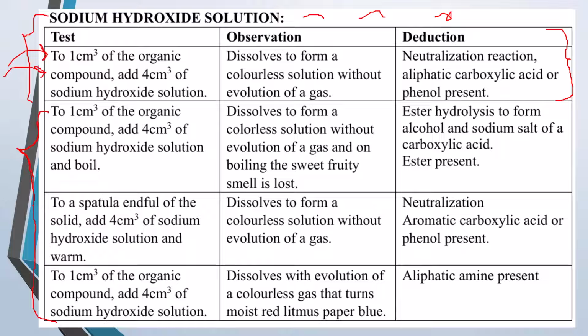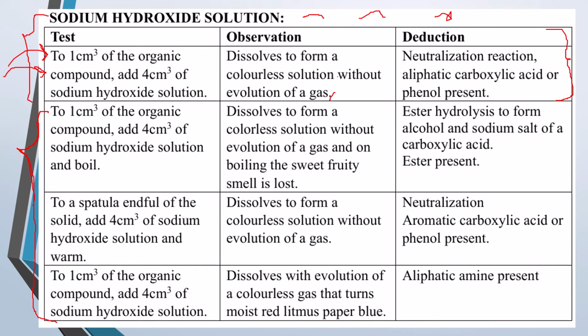So for the first test, we are going to tell you to get your substance and add 4 centimeters cubed of sodium hydroxide solution, then shake until it dissolves. When you're giving observations, you start from the initial color or appearance to the final appearance. So you simply say that a white solid dissolves to form a colorless solution without evolution of a gas. Or you can simply stop there: a white solid dissolves in sodium hydroxide forming a colorless solution. You are going to get 4 marks.